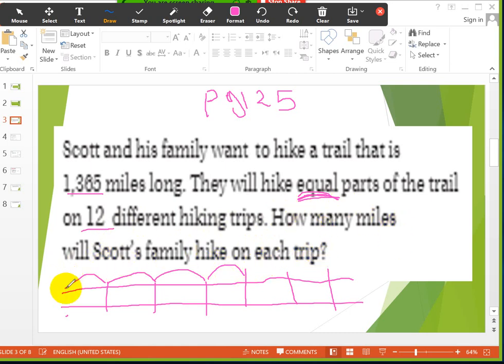So I want to know the miles in each trip. So I can't walk it all at once. If you want to walk from Riyadh to Jeddah, you can't do it in one time, right?